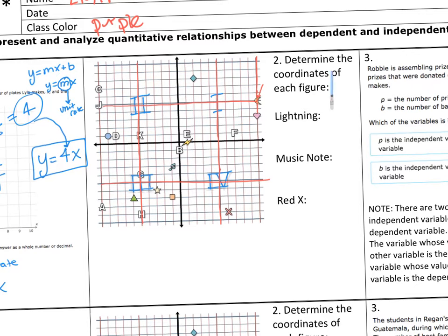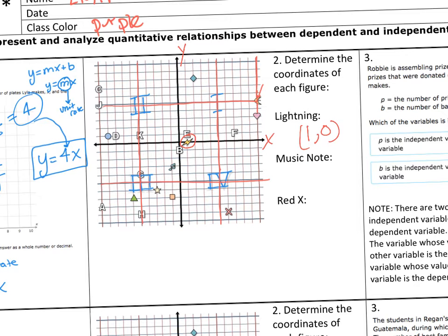Okay, so it says determine the coordinates of each figure. The lightning. So I found the lightning. It's right here. It's right on top of the x-axis. If you forgot, this is the x-axis and this is the y-axis. That never changes. If you ever have a Cartesian plane, it's always going to be x is the horizontal line and y is the vertical line. So the coordinates of this lightning are at positive 1, comma 0.